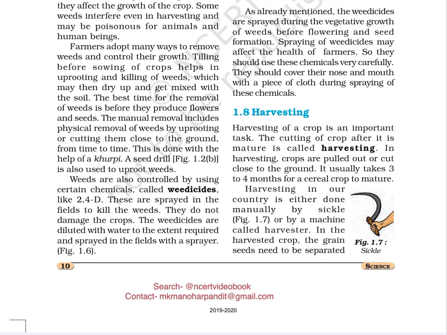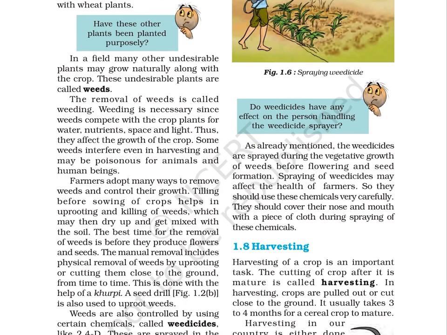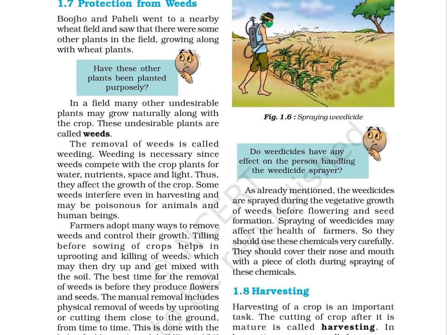The manual removal includes physical removal of weeds by uprooting or cutting them close to the ground from time to time. This is done with the help of a khurpi. A seed drill, as shown in figure 1.2b, is also used to uproot weeds. Weeds are also controlled by using certain chemicals called weedicides, like 2,4-D. These are sprayed in the fields to kill the weeds. They do not damage the crops. The weedicides are diluted with water to the extent required and sprayed in the fields with a sprayer, as shown in figure 1.6. Figure 1.6 shows spraying weedicide.